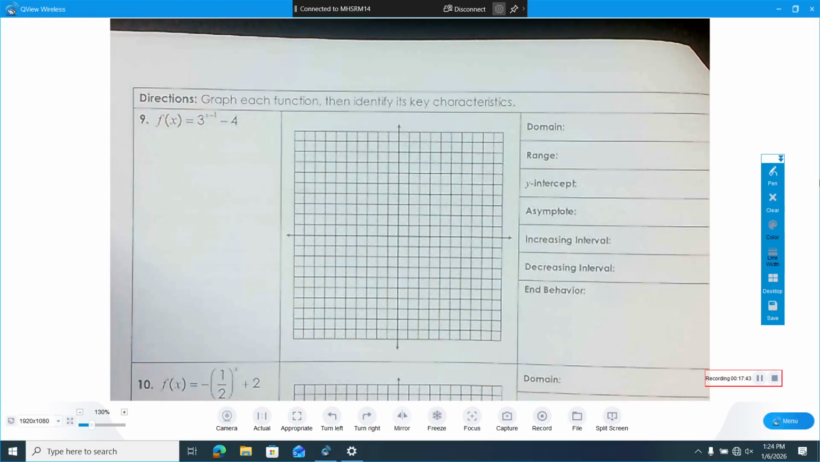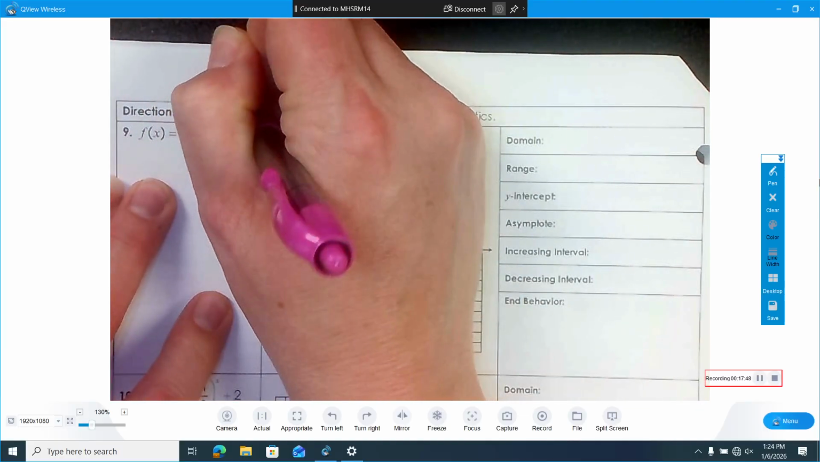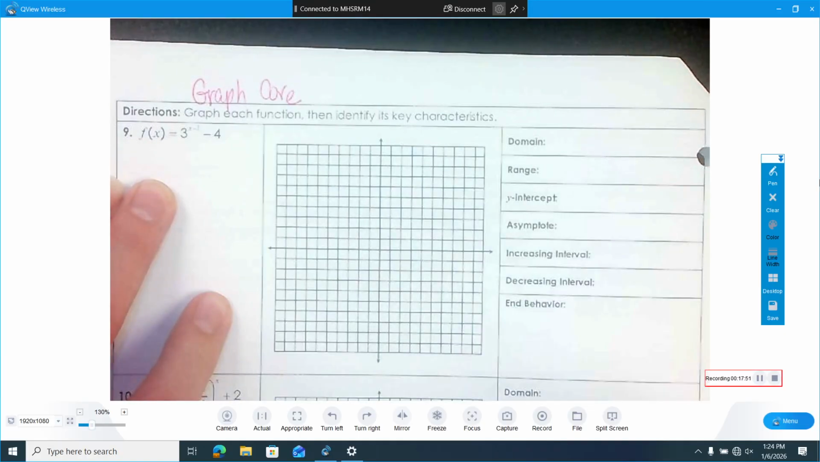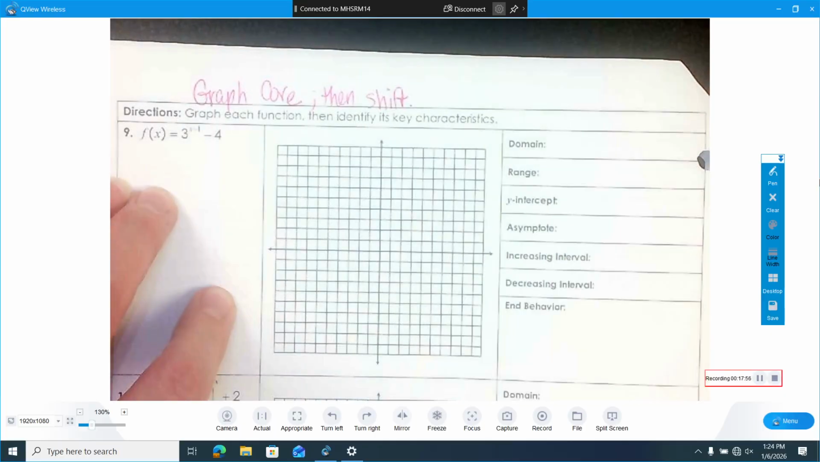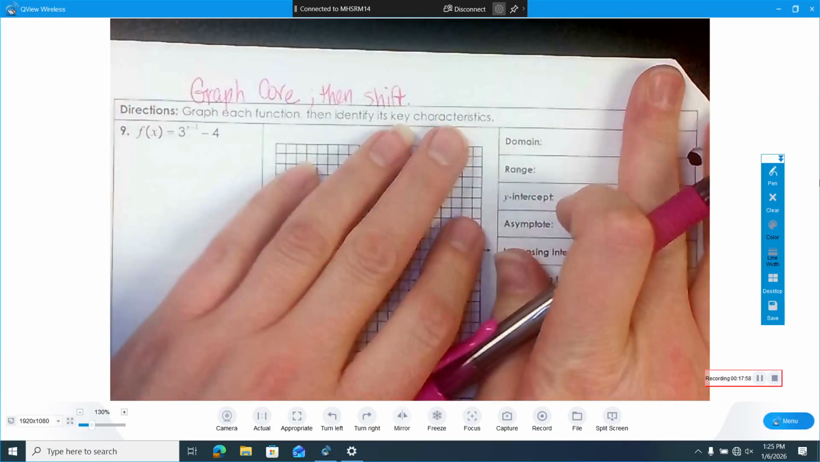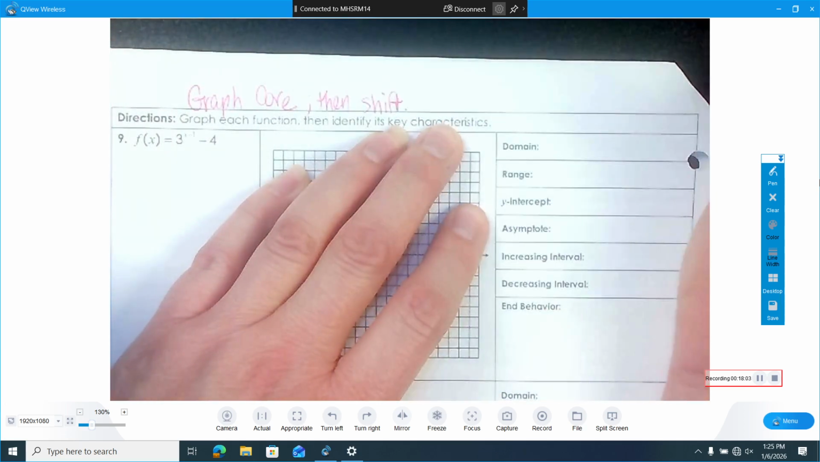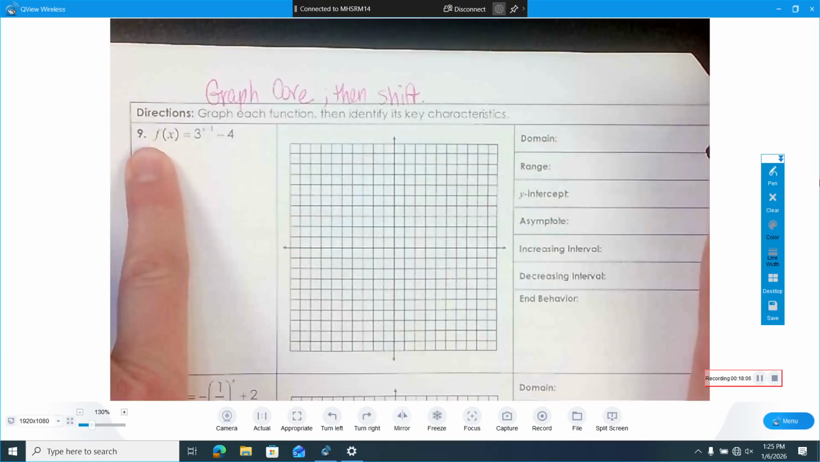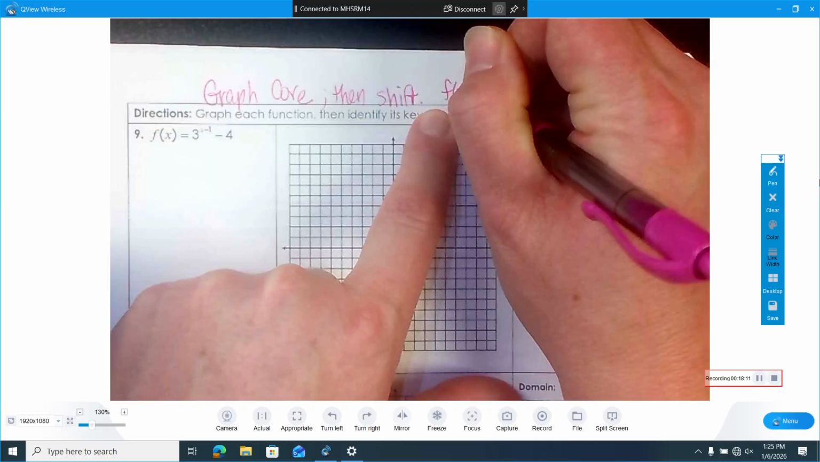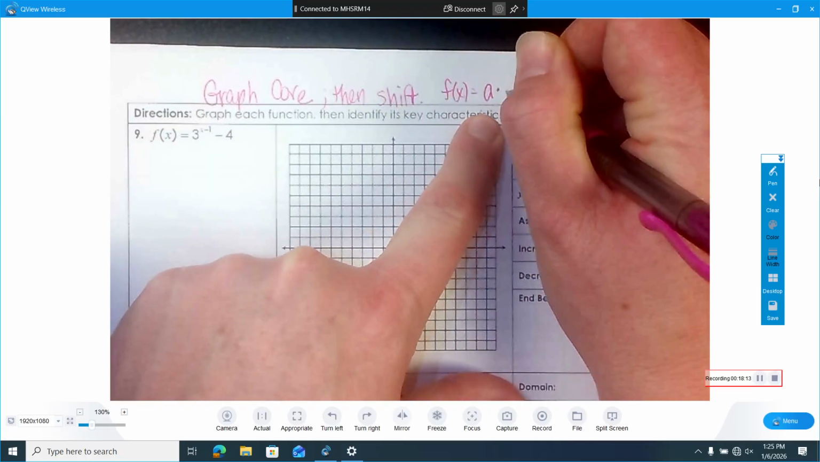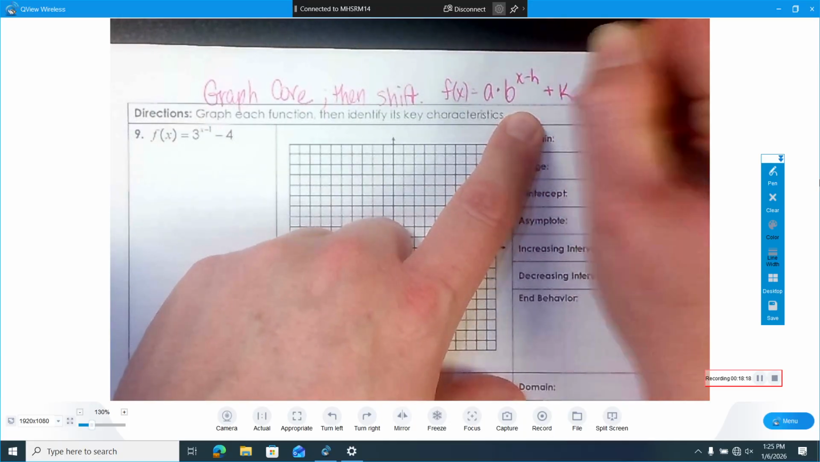My directions say graph the core, then shift. I'm going to write you a really generic format here. This is number 9. Here's a really generic format: f of x equals a times b to the x minus h, plus k.